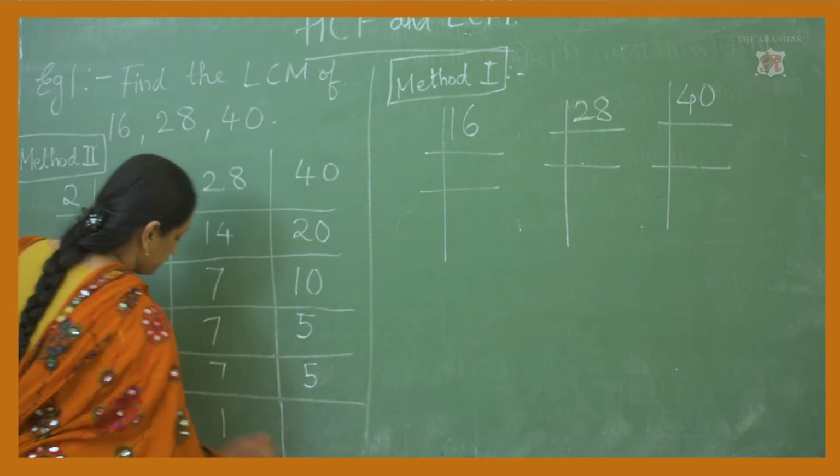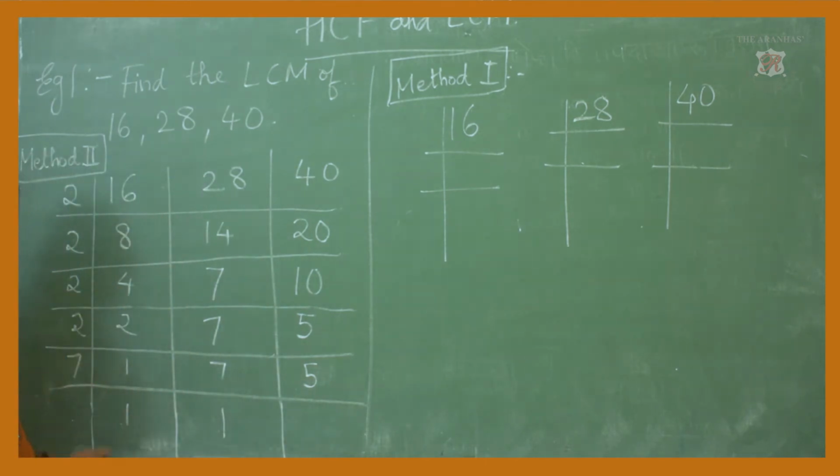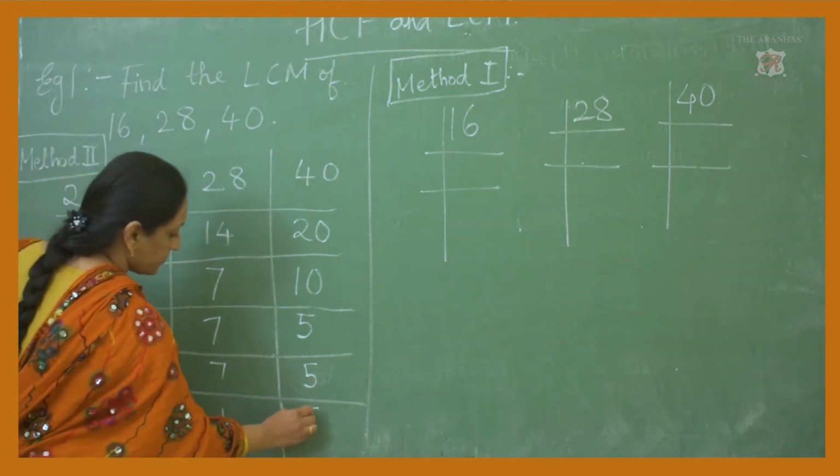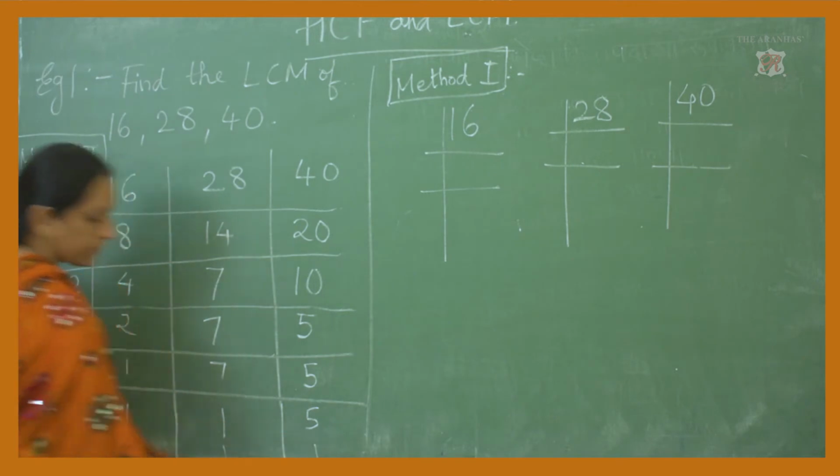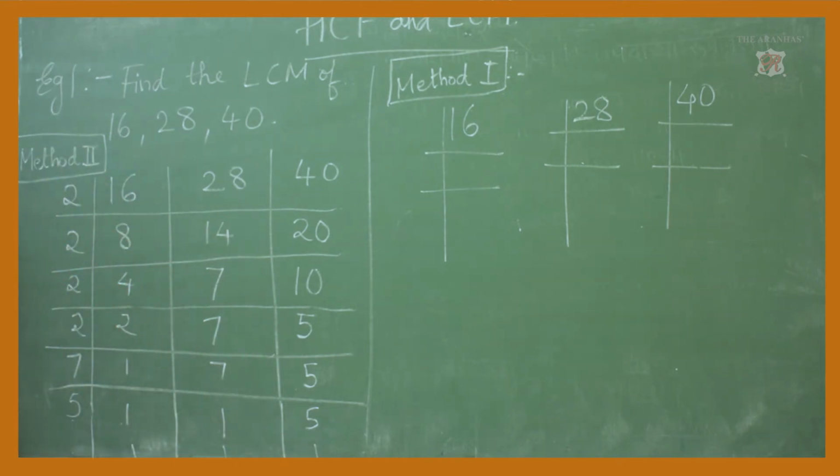And then, now 1 came. Now here 5 is remaining. Keep this 5 as it is. Now divide by 5. So you will get 1, 1, 1 at last, because 5 ones are 5.